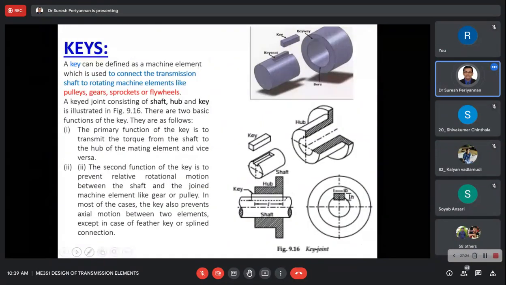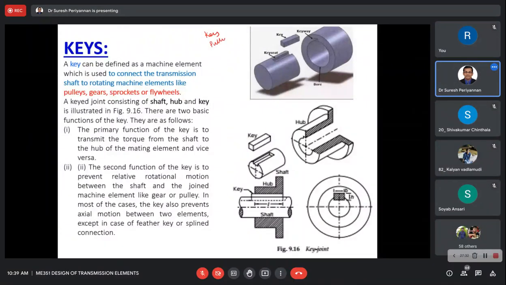Now, coming to the keys here, we need keys for power transmission. We need a key component, we need a pulley, we need a shaft, and we need a bearing.